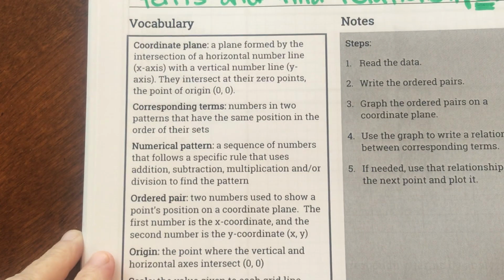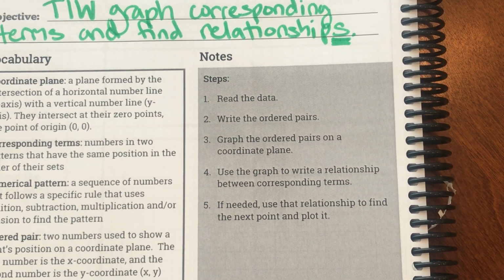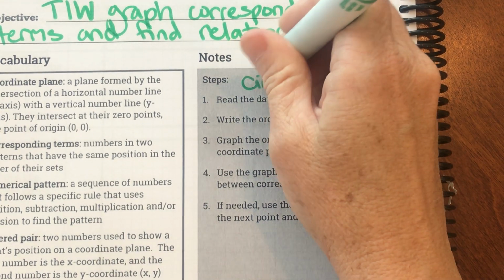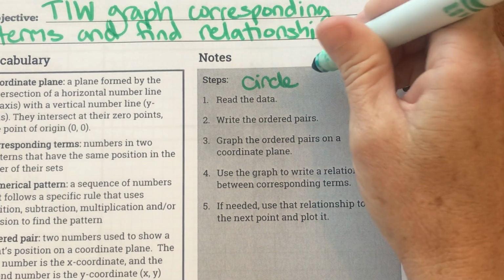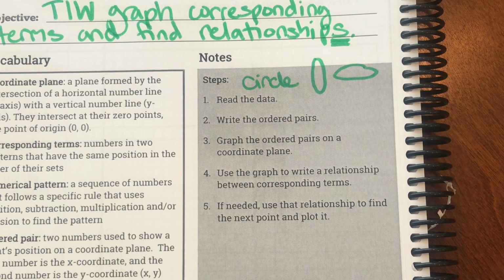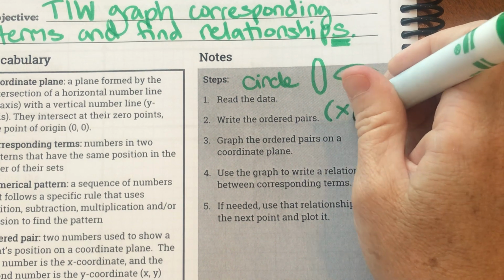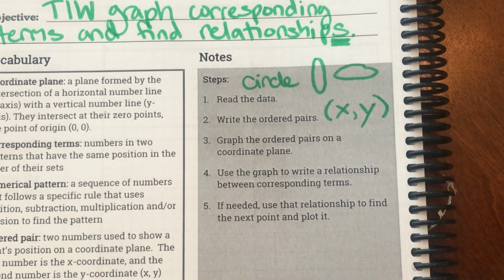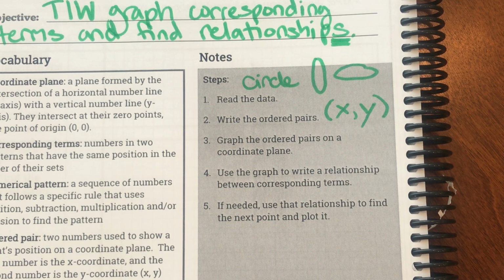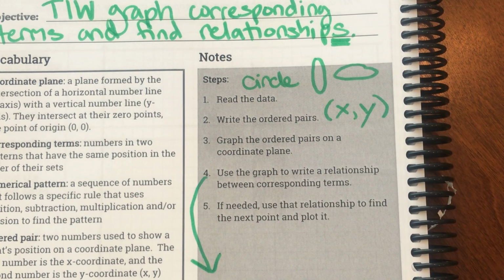Okay, we don't have any new vocabulary today. We do have a few things to add to our steps. Remember when it says read the data? Not only are we going to read the data, but we're going to circle our corresponding terms. And sometimes they might be vertical and sometimes they might be horizontal. And then when we write our ordered pairs, remember our ordered pairs are always parenthesis x comma y parenthesis. Then we're going to graph our ordered pairs on a coordinate plane. Use the graph to write a relationship between the corresponding terms. And where it says relationship, remember we're going to write as many as we can.